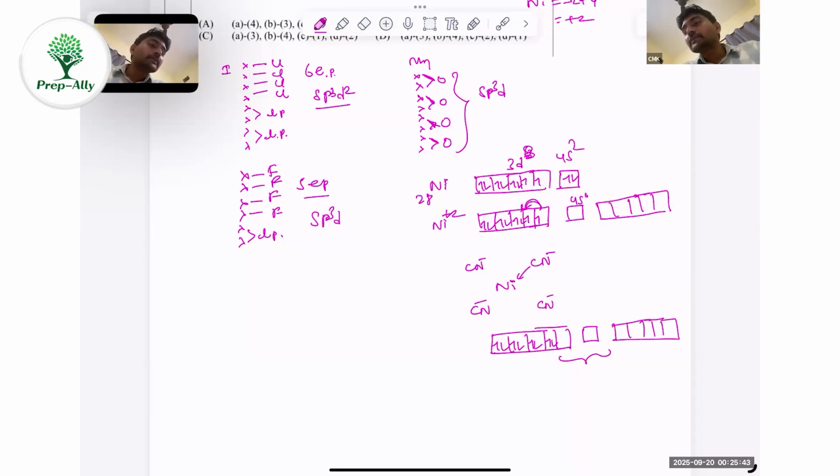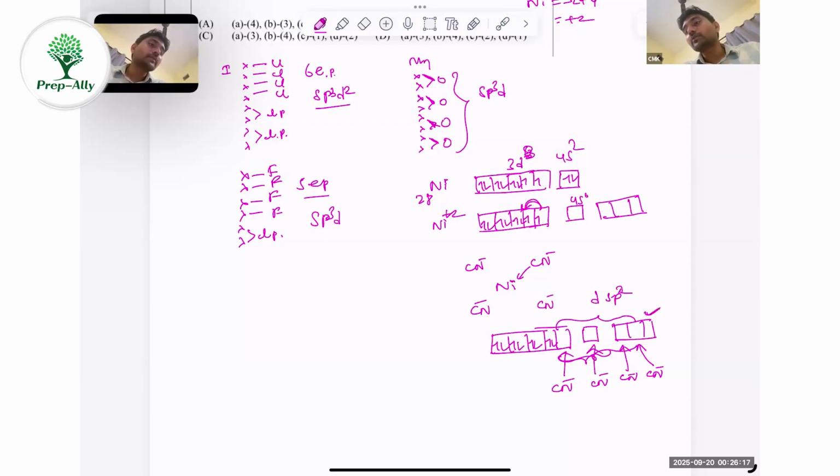So d, s, and after s, this is the p orbital. Since 4 cyanide ions are coming, the cyanide ions give the electron pairs here, CN minus, 4 electron pairs. So hybridization should be dsp2.